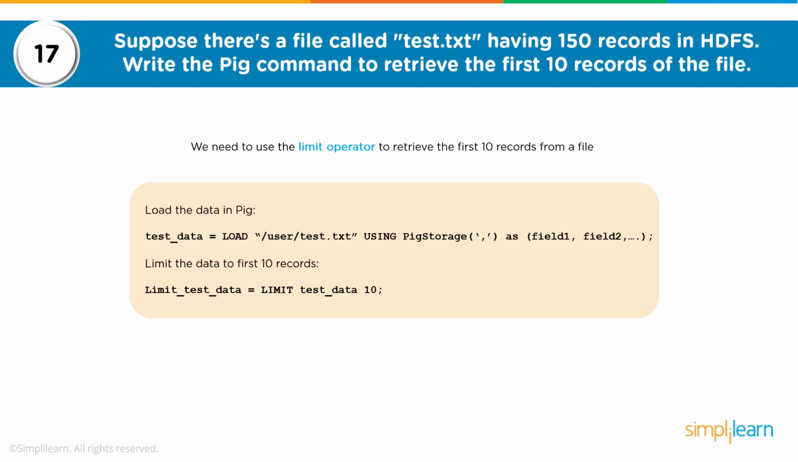So I could create a variable called test_data, and I would say load my file using PigStorage, specifying the delimiter as comma, as, and then I could specify my fields, whatever fields our file has. And then I would want to get only 10 records, for which I could use the limit operator. So I could say limit on test_data and give me 10 records. This is very simple, and we can extract 10 records from 150 records which are stored in the file on HDFS.